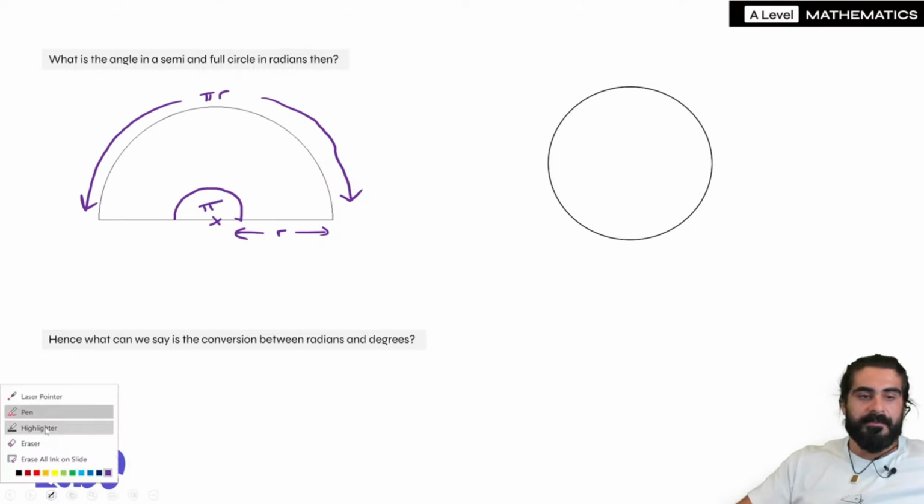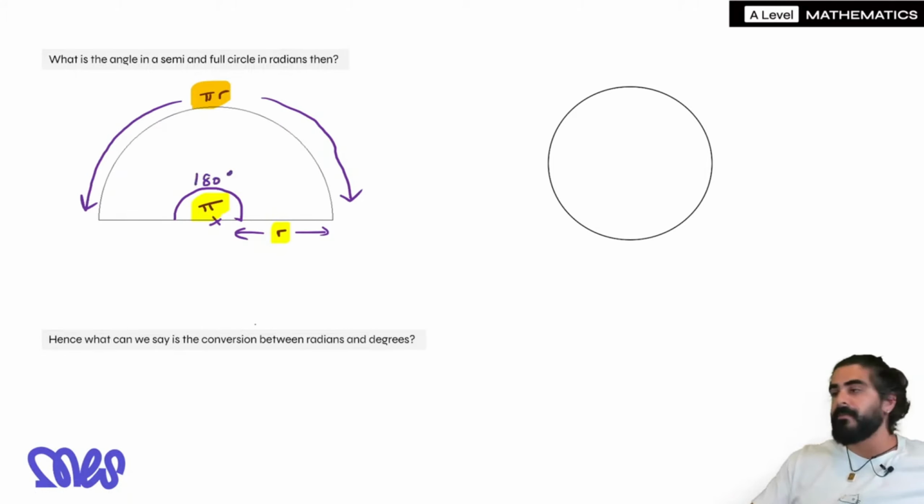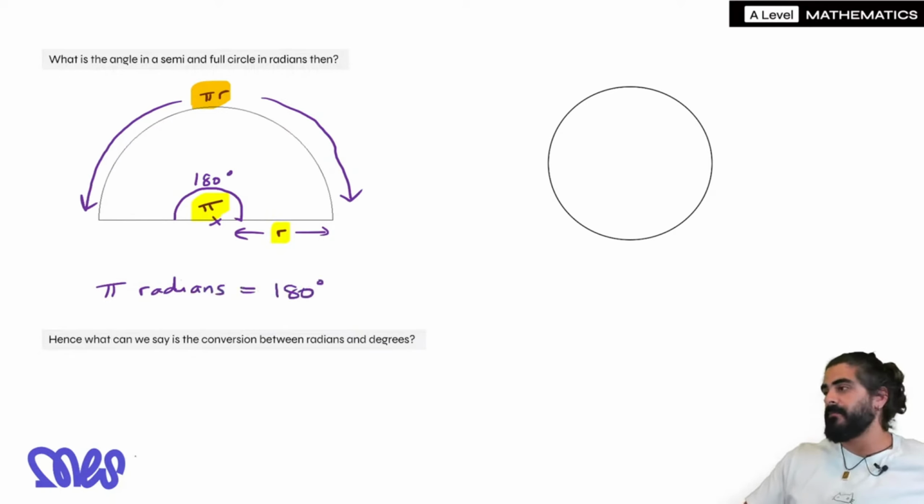r times pi gives you pi r. Nice and simple. But we know in a semicircle, usually the angle is 180 degrees, right? So that must mean, this is the conversion now, pi radians is equal to 180 degrees. So pi radians is 180 degrees.